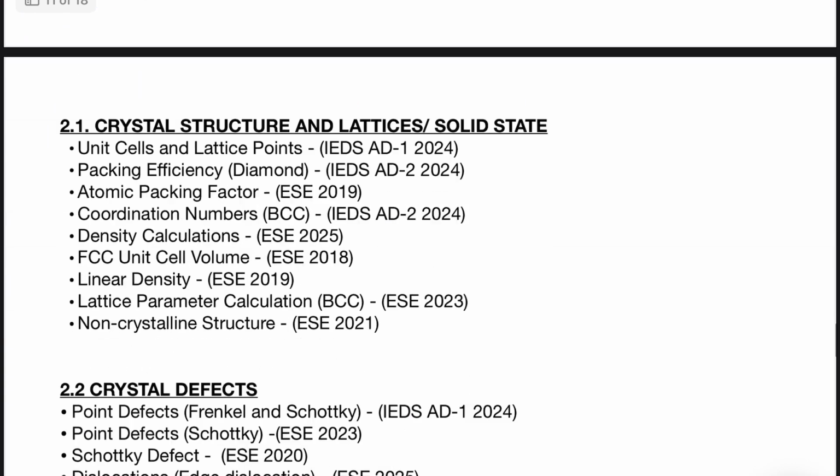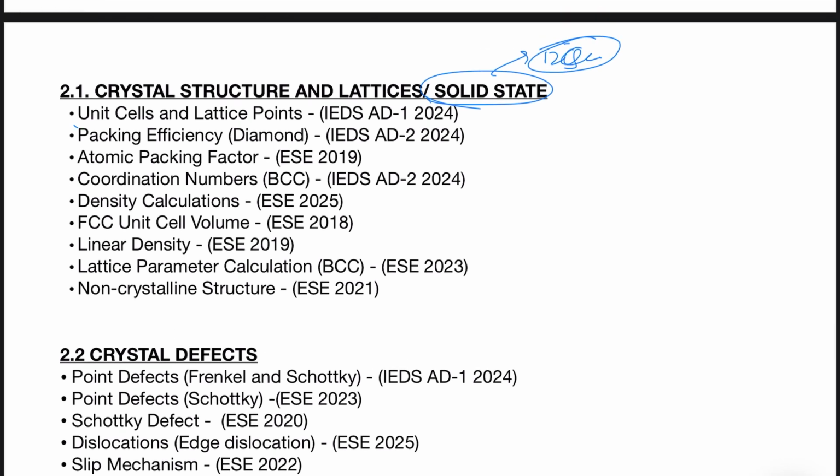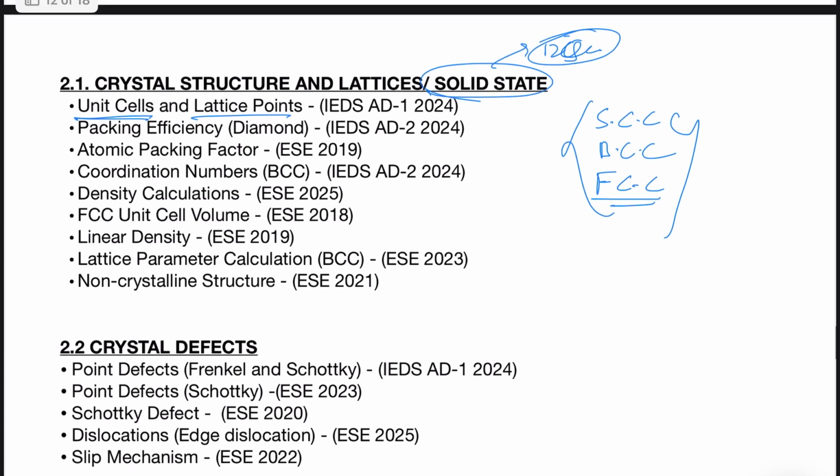Okay. And coming to the next most important chapter, that is solid state. I think even this we might have studied in 12th class. So the important topics would be the cells, basically. We used to study the simple cubic cell, then body-centered cubic structure, face-centered cubic structure. So try to learn about the cells and the lattice points. And here calculations are important. They'll be asking us to calculate the density, and they'll be asking us to calculate the cell volume.